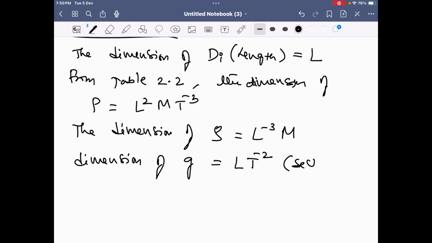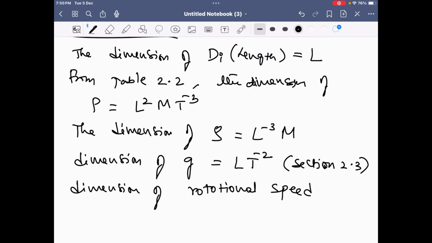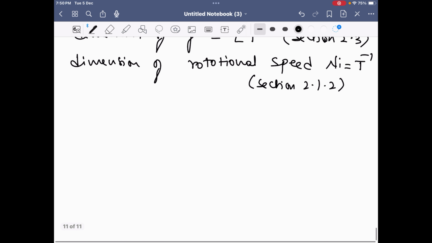You can check section 2.3, this is given. And the dimension of rotational speed Ni is nothing but per time, that is t inverse. You can also check this in section 2.1.2. So, therefore, let us see the equations one by one.